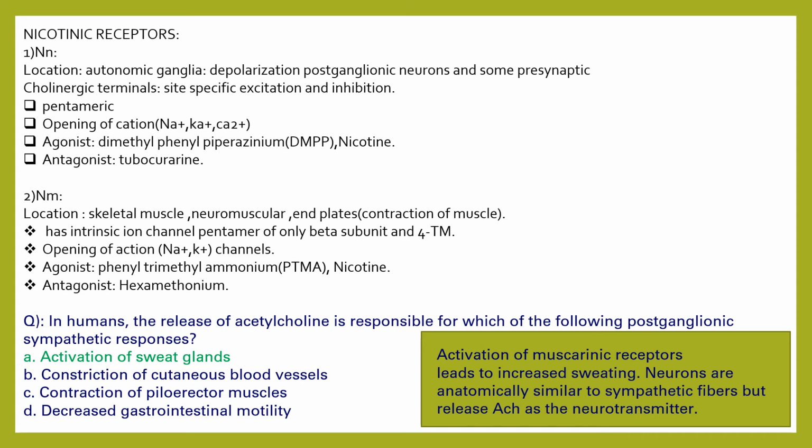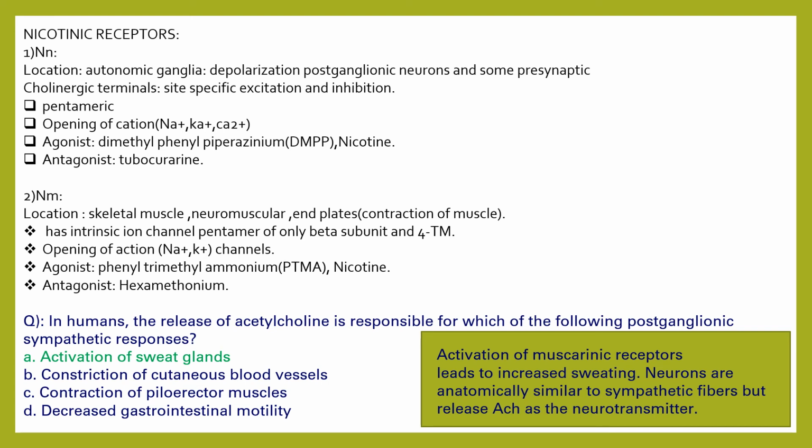Here we can observe pentameric receptors, and the opening of the cation channel can be seen, of which Na plus, K plus and Ca2 plus. Agonist is dimethylphenylpiperazinium and nicotine. Antagonist is tubocurarine. NM, its location is skeletal muscle, neuromuscular end plates, contraction of the muscle.